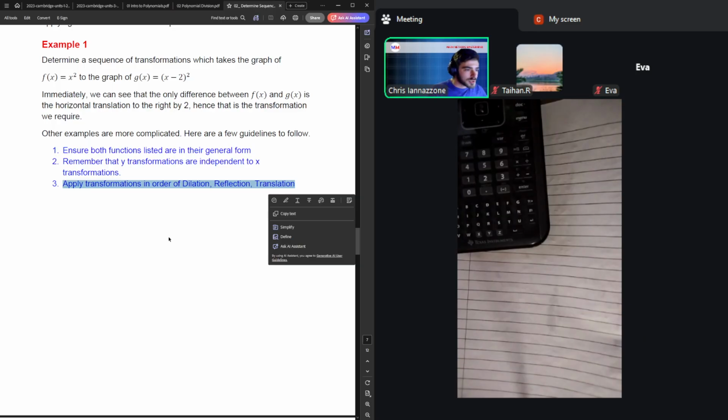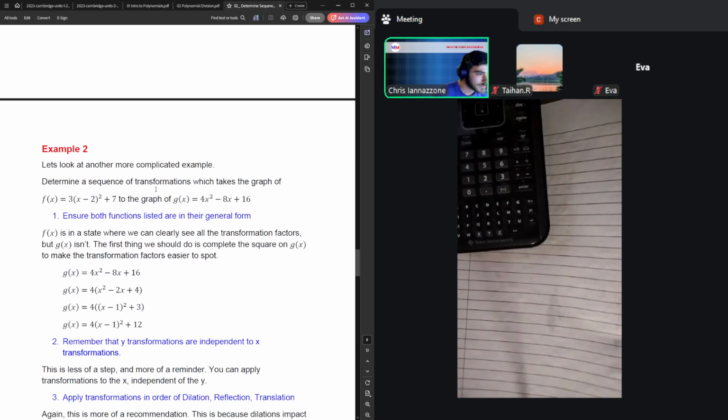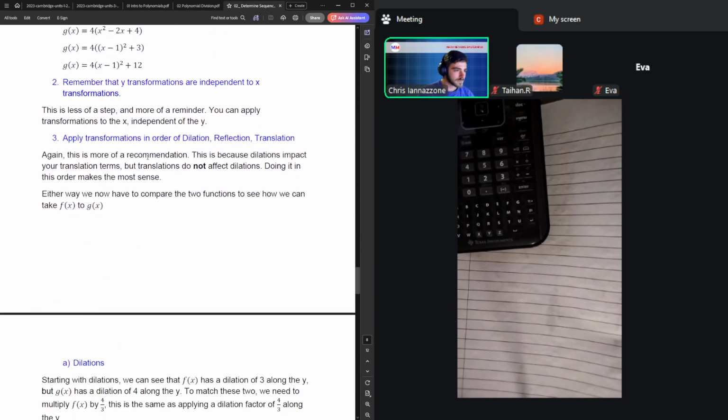As for what to do, this is where you're going to do things in the order of dilate, reflect, translate. So this might be another reason why you've heard it the other way around, because it's absolutely applicable to this. We'll see why as we go through it.